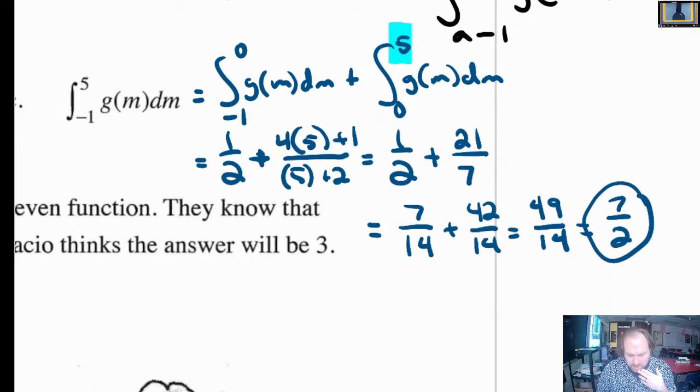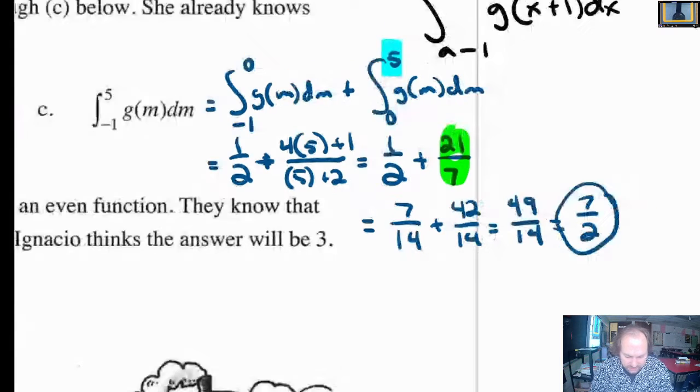I feel like there's probably a better way. Oh, you know what I just realized? 21 over 7 is 3. It's 3 plus 1/2, 3.5. Oh, well. You know, you live and learn.